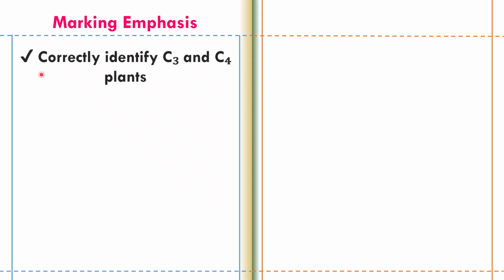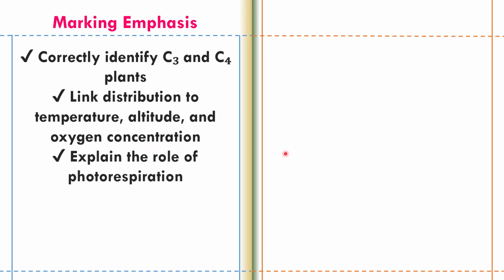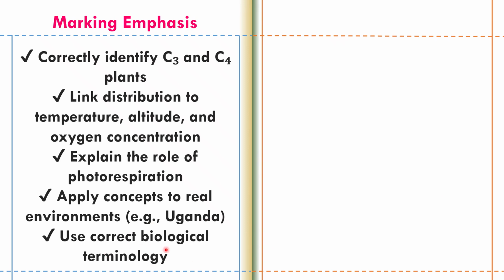Marking emphasis. Correctly identify C3 and C4 plants. Link distribution to temperature, altitude, and oxygen concentration. Explain the role of photorespiration. Apply concepts to real environment, for example, Uganda. Use correct biological terminology.